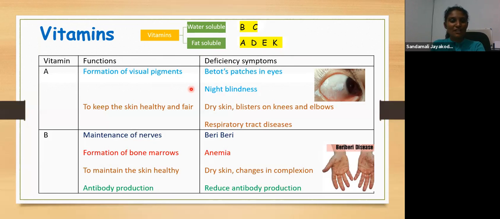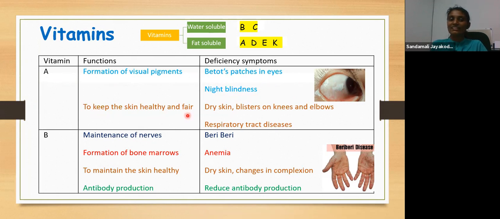When we think about their functions, vitamin A is really important for the formation of our visual pigments. If there is a deficiency of this vitamin A, it gives dotted patches in our eyes. Here you can see there's a white color patch in this person's eye because of vitamin A. And also night blindness occurs. It is difficult to see at night. So it is night blindness. And then it is important to keep the skin healthy and fair.